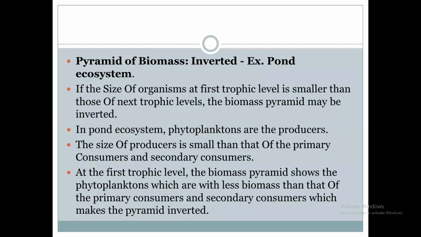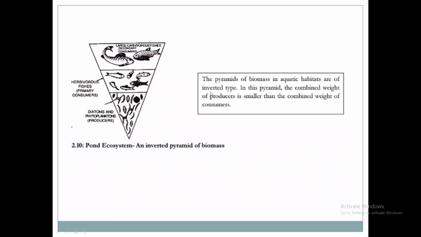Then pond ecosystem, that is called inverted pyramid of biomass. In this, the size of the organism per trophic level is smaller than the next trophic level. The primary consumers, then producers, secondary consumers. Producers include phytoplankton, diatoms, or small fishes or small insects.